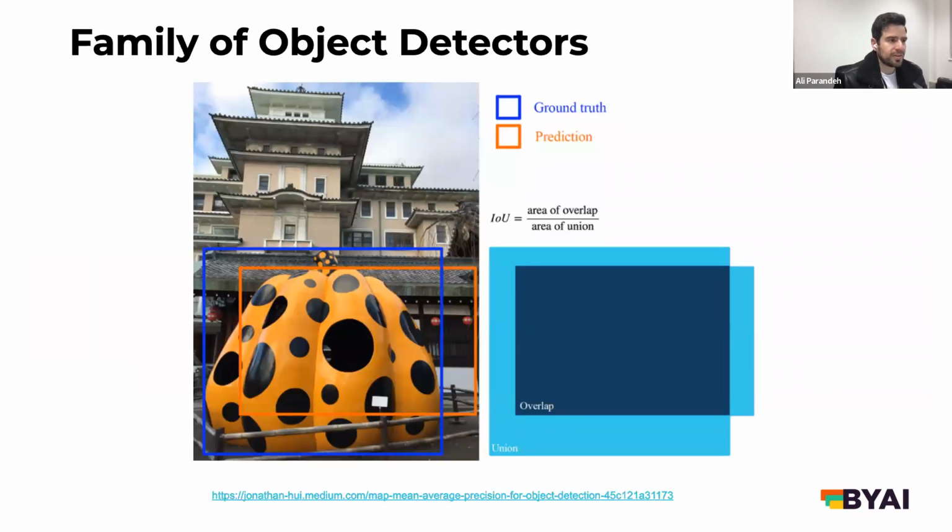So the way you do the overlap scoring is that you take the label, the ground truth, which is the blue one, and you take the prediction and calculate the IOU, which stands for intersection over union. The way you calculate that is you take the area of the overlap, the dark blue box, and divide it by the area of union, which is the combination of areas of the ground truth and the prediction bounding boxes. And you can then calculate the intersection over union.